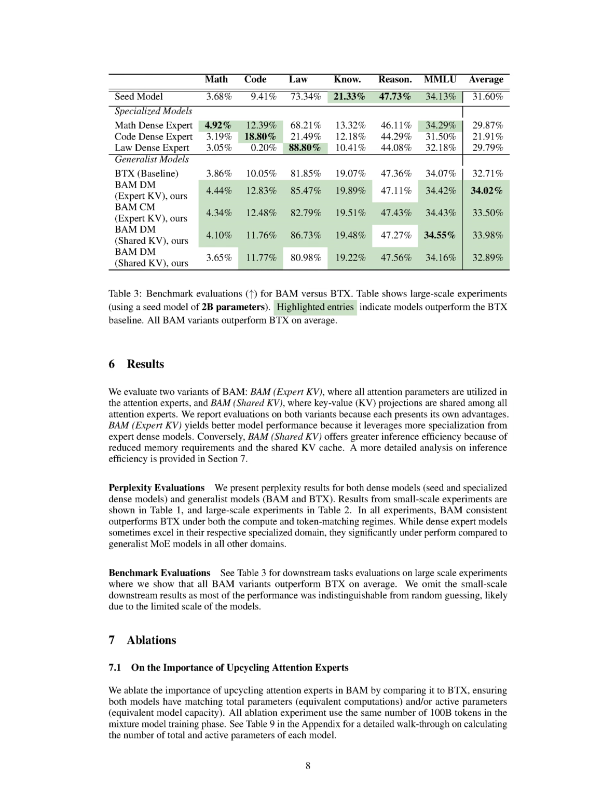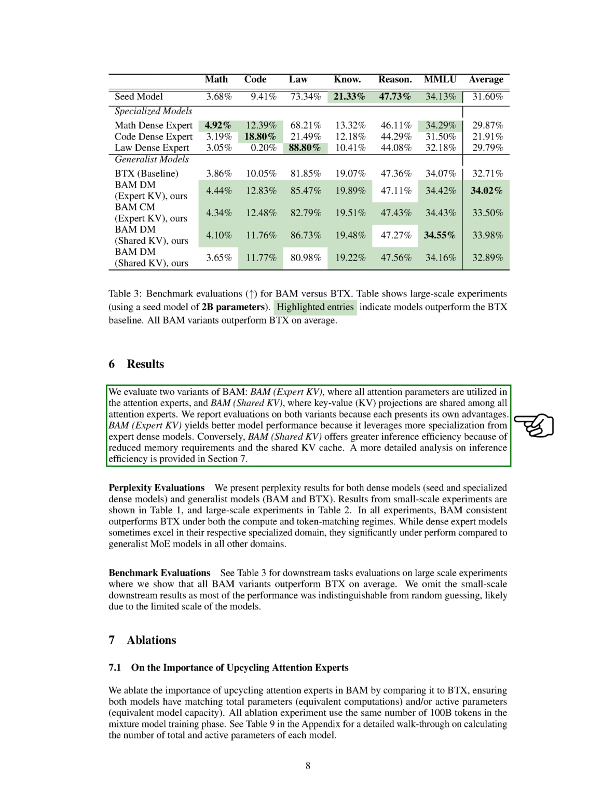Section Summary. In this section, we validate BAM against the baseline model BTX through small and large-scale experiments, utilizing a mixture model of specialized experts trained on 100 billion tokens each. We detail our training setups, data domains, evaluation metrics, and compare two BAM variants, highlighting the trade-offs between performance and inference efficiency.